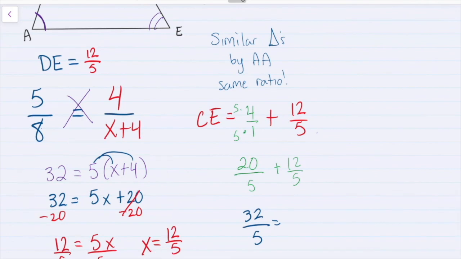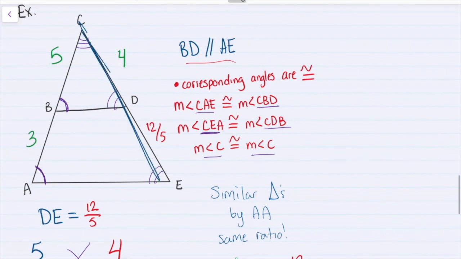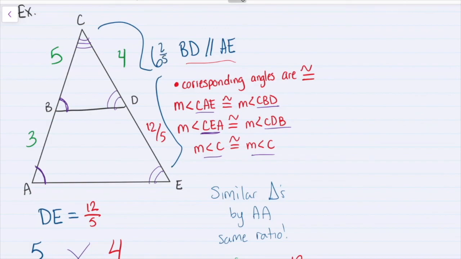And 32 over 5, if they wanted a mixed number just for craziness, well, how many 5s fit in the 32? You fit 6 of them. How much do you have left? 2 fifths. So the whole CE, the whole of this side, would be 6 and 2 fifths. It all depends which one they're asking for.